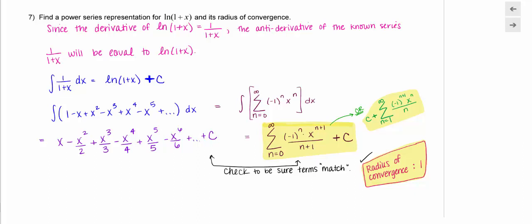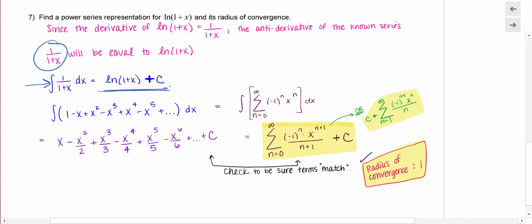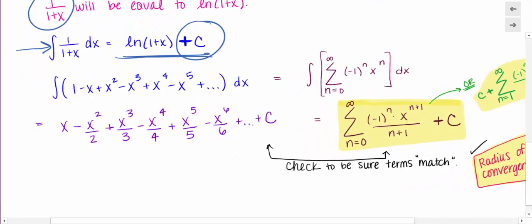And we just have a few more to look at. So if we are trying to find a power series representation for natural log of 1 plus x, I recognize that I gave you one on your paper for the Maclaurin series, but the derivative of natural log of 1 plus x is 1 over 1 plus x. So since we know the series for 1 over 1 plus x, we can anti-differentiate that series with respect to x, and we will end up with the natural log series that we want. Don't forget your plus c when you anti-derive, even with the series.